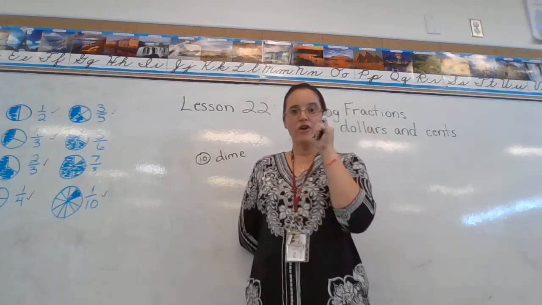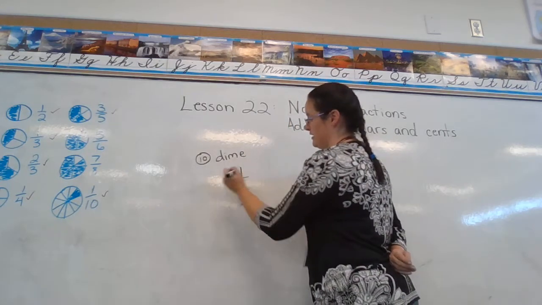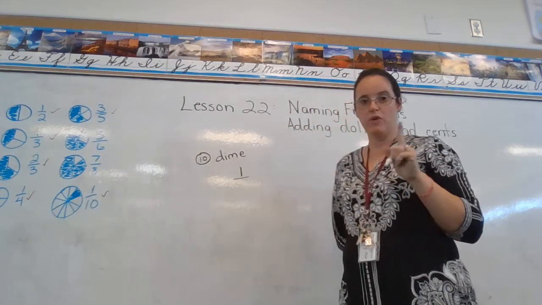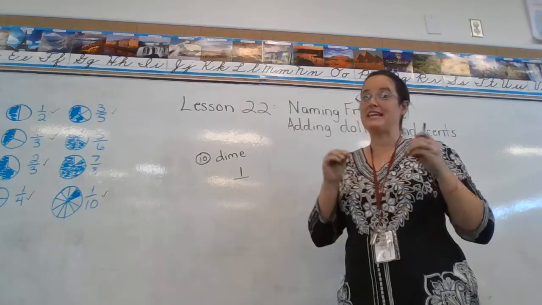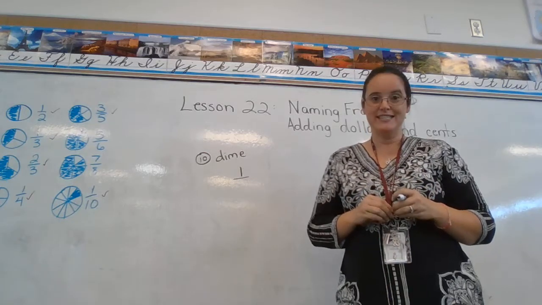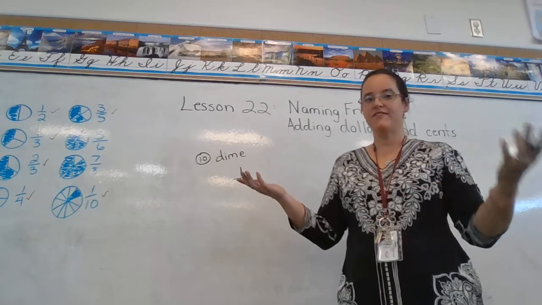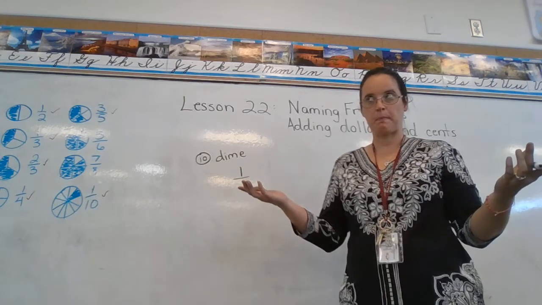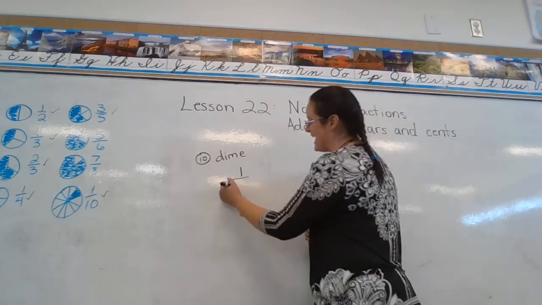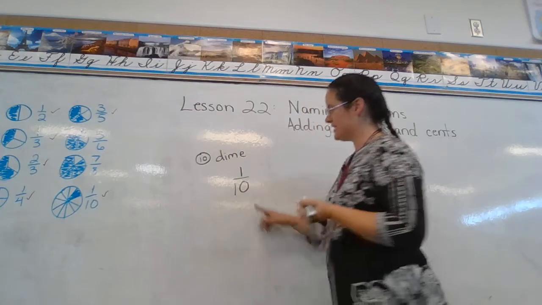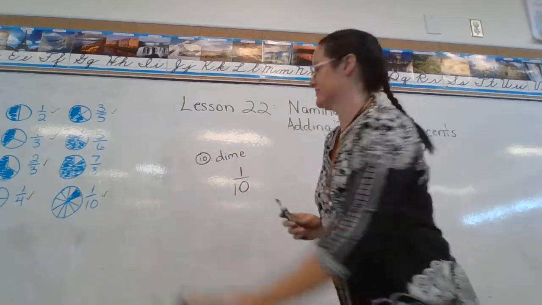So if I have 1 dime, that's my numerator. I'm talking about 1 piece, 1 dime. My denominator is how many equal pieces does it take to make the whole? Well, how many dimes do I need to have a whole dollar? 10. We need 10 dimes to make a whole dollar. So a dime is equal to 1/10 of a dollar.